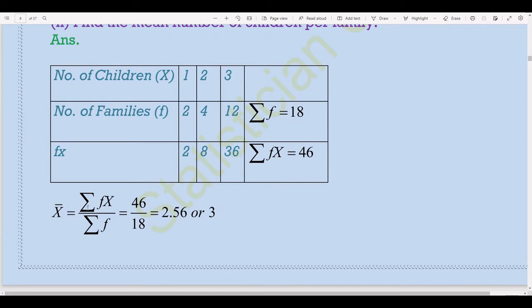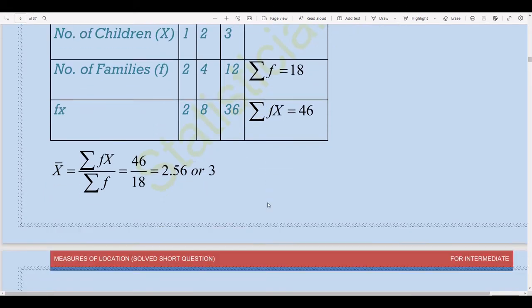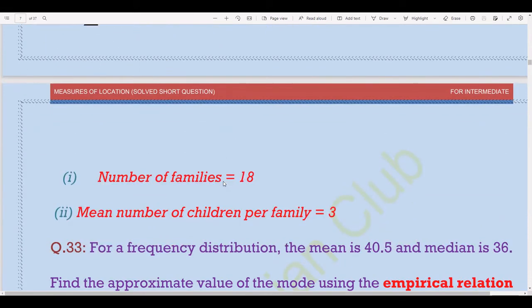X bar is equal to sum of f of x over sum of f. For sum of f of x, we multiply f with x. 2 multiply 1, 2; 4 multiply by 2, 8; 12 multiply by 3, 36. And add up, sum of f of x is equal to 46. 46 over 18, 2.56, or the answer is 3. X bar is equal to 3. Number of families 18. Mean number of children per family is 3.